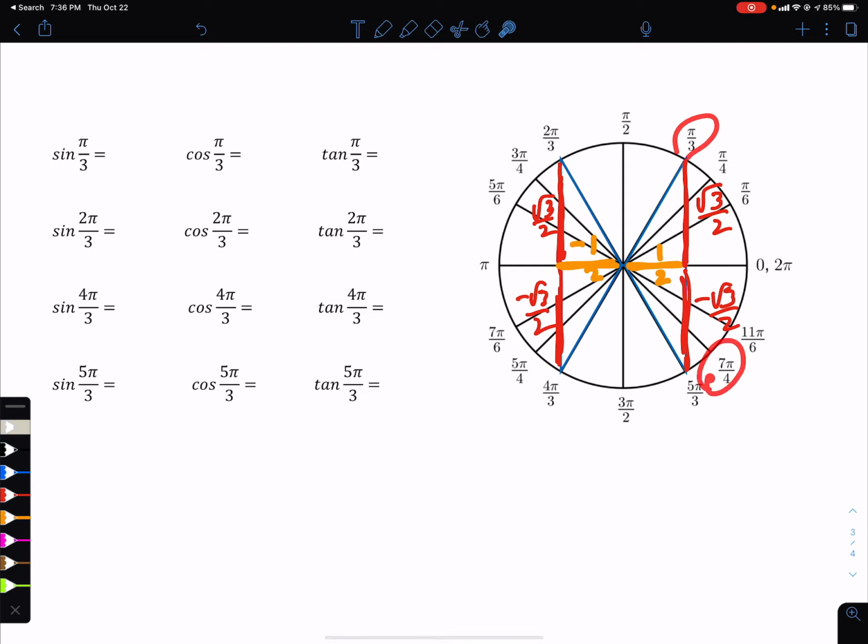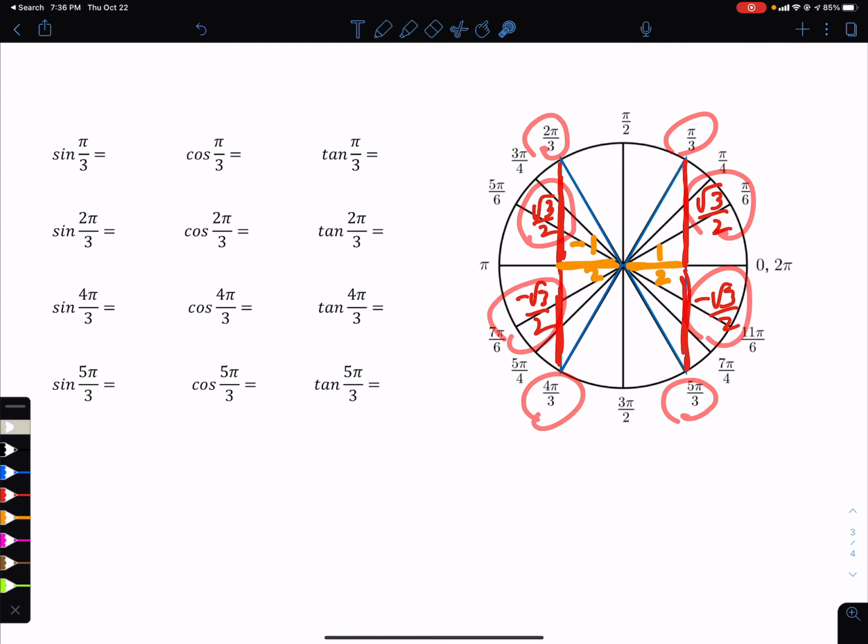For that angle and that angle, the cosine is positive 1/2. For that angle and that angle, the sine is radical 3 over 2, positive. And for this angle and this angle, the sine's negative radical 3 over 2 for both those. So it makes life very simple.